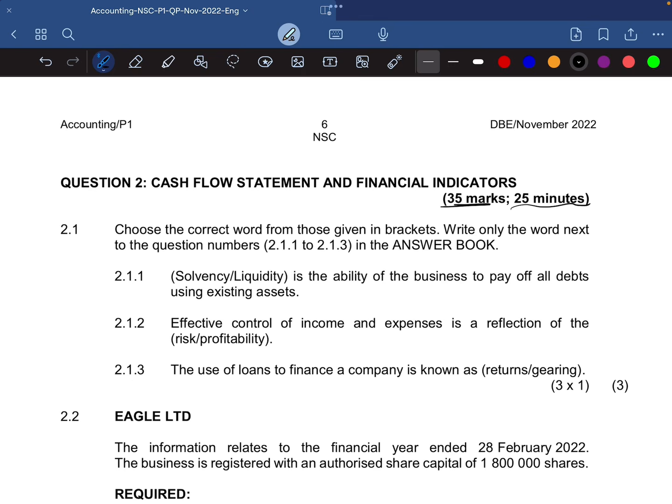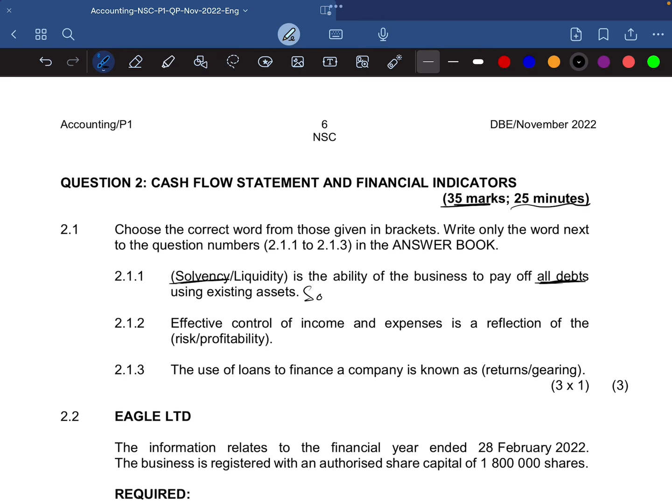The first question says, choose the correct word from those given in brackets. Write only the word next to the question numbers 2.1.1 to 2.1.3 in the answer book. So here it says solvency or liquidity is the ability of the business to pay off all debts using existing assets. So paying off all debts, those are the keywords there. So that is directly linked to solvency.